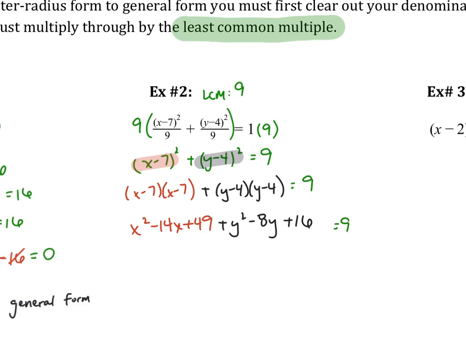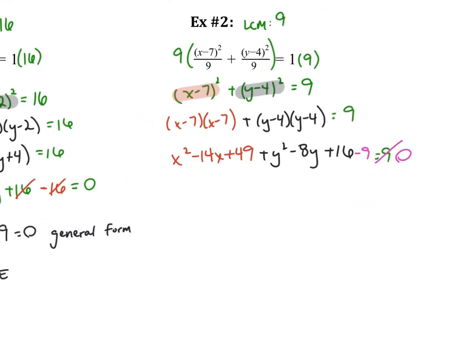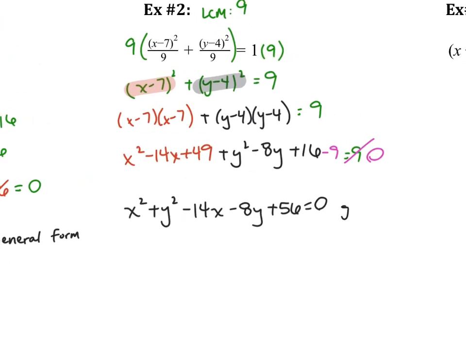Well, I can just subtract, I'll use a different color. I can just subtract that 9 from both sides, and I know I'm left with a 0 on the far right, which is part of the process. And then my final general form is going to be x squared plus y squared minus 14x minus 8y. So I have 49 minus 9 is 40. 40 plus 16 is 56, equals 0. Again, this is my general form. My A equals my B, which is 1. So this tells me I have a circle.